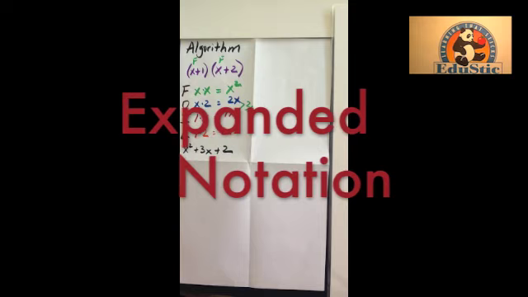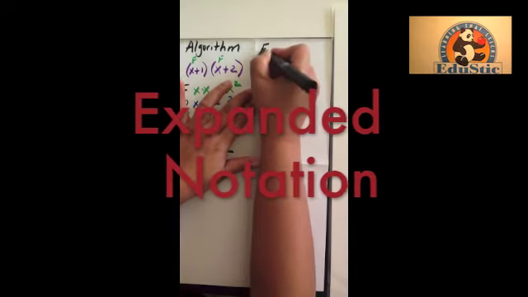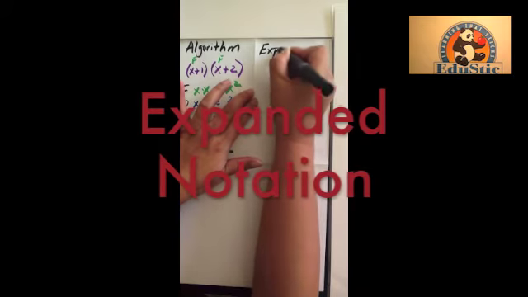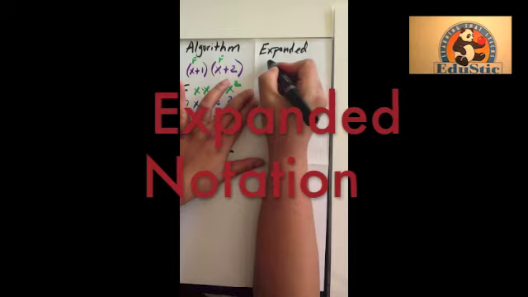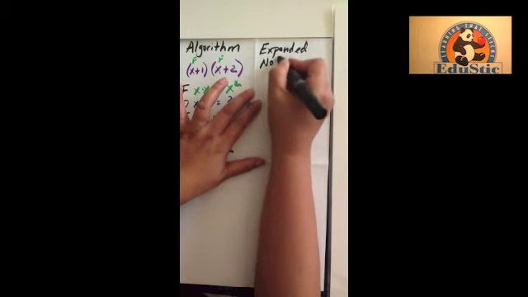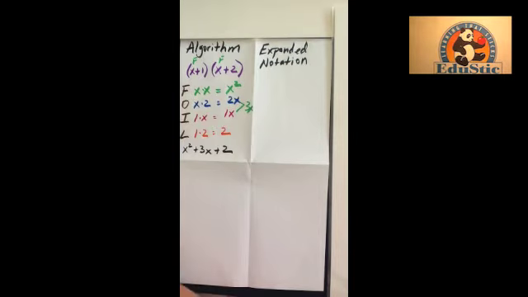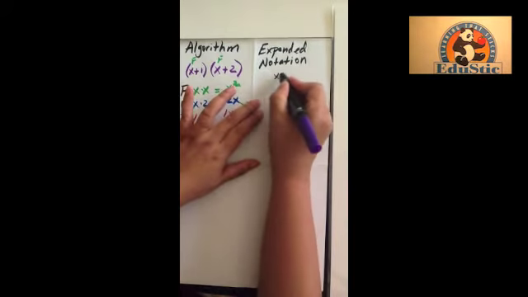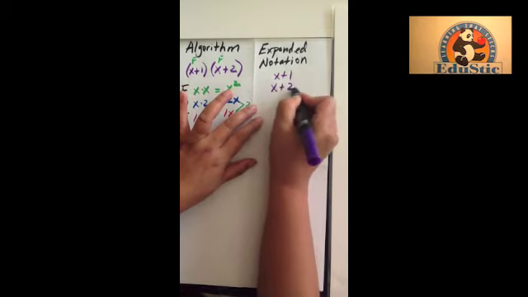On to the next section, and it's called expanded notation, so I'm going to write that down. It's very similar to doing the math in a vertical method instead of the horizontal. Okay, and it looks very similar but written vertically. So I'm going to go ahead and rewrite x plus 1 times x plus 2.